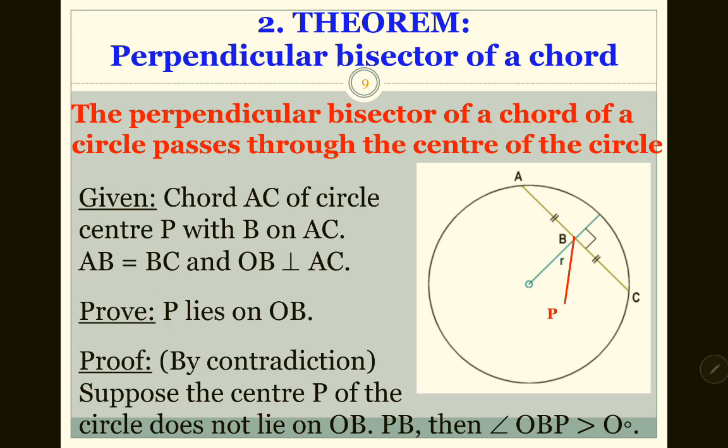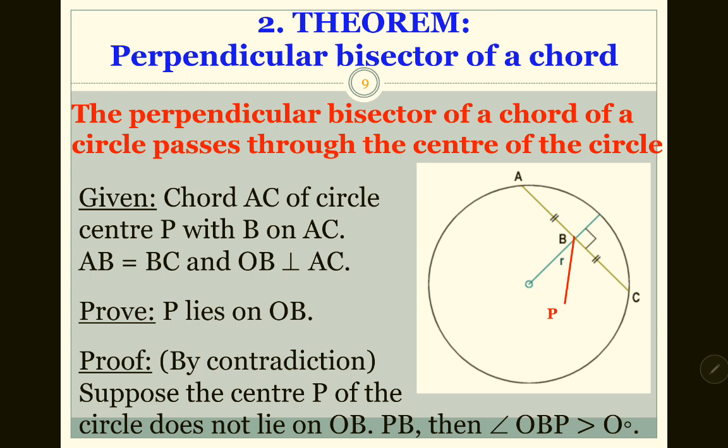So we are given a chord AC of a circle with center P, with B on AC. So you can see B is actually on AC. And we are also given that AB is equal to BC because remember, it's a perpendicular bisector, right? So all that we have to prove is that the point P actually is on OB, because if we can prove that, then we'll know that this line PB lies on OB, right? So to prove that, we're going to use contradiction. So suppose the center P of the circle does not lie on OB, right? That's what we are assuming.